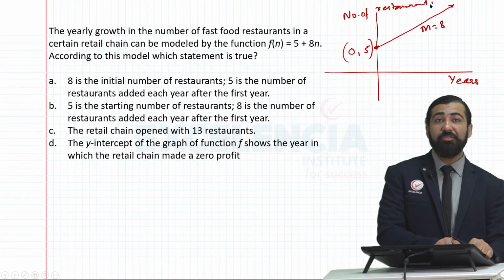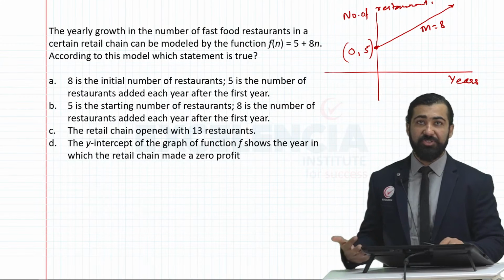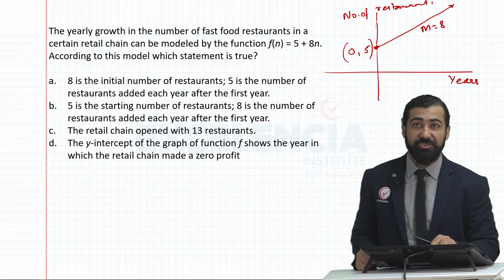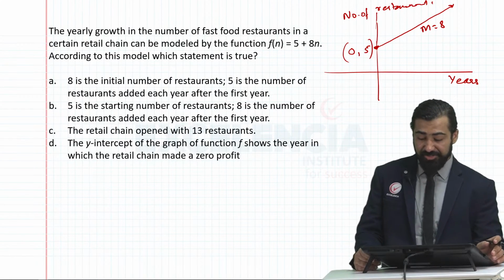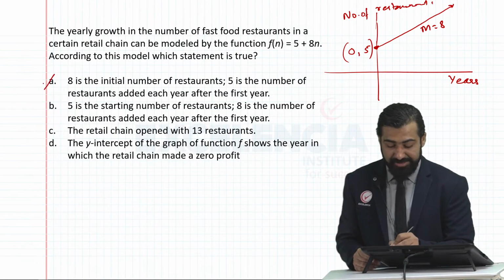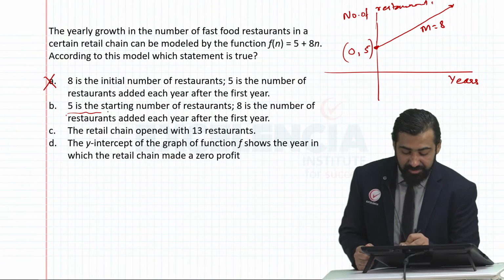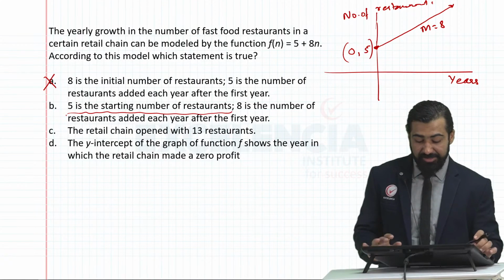Okay, so when I put in 0 year, that is basically when I'm just starting to check this model, when n is 0, I have got 5 restaurants. So 5 restaurants is the starting number of restaurants. I want to see where it is. So A is not correct, obviously. B seems correct. C and D we will see in a moment.